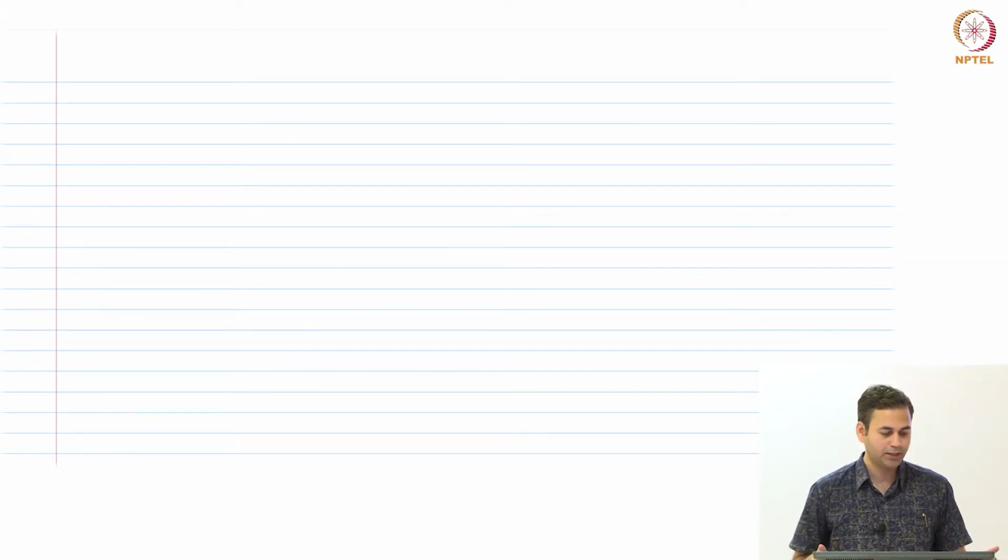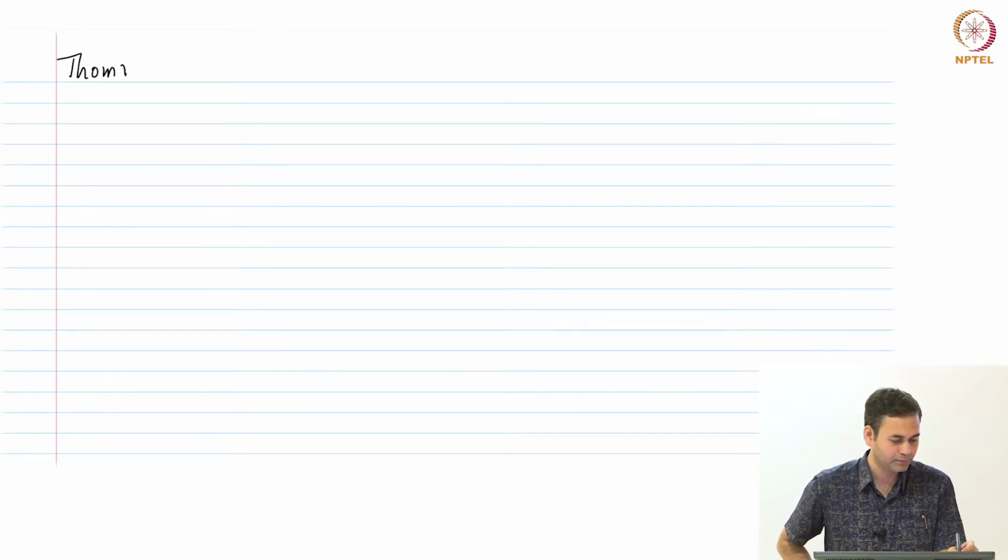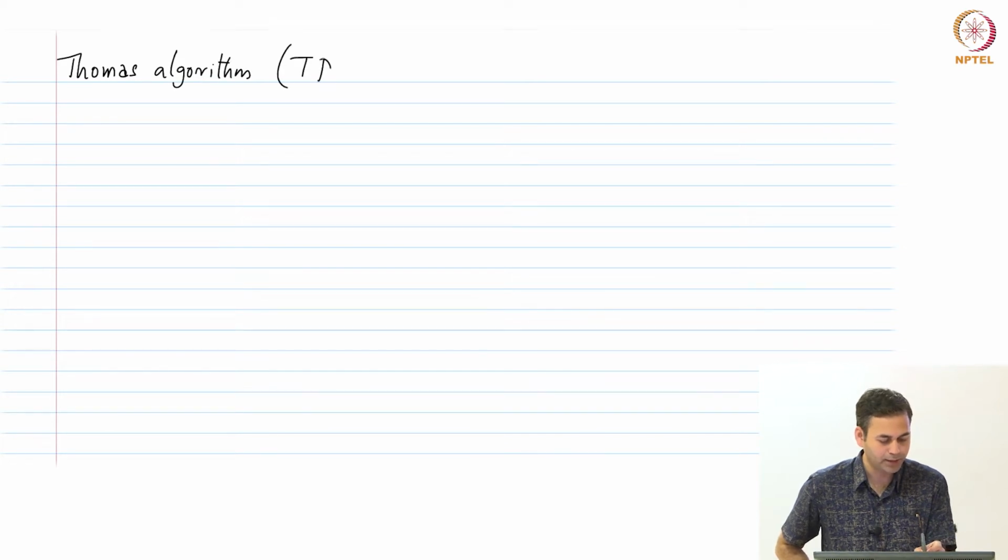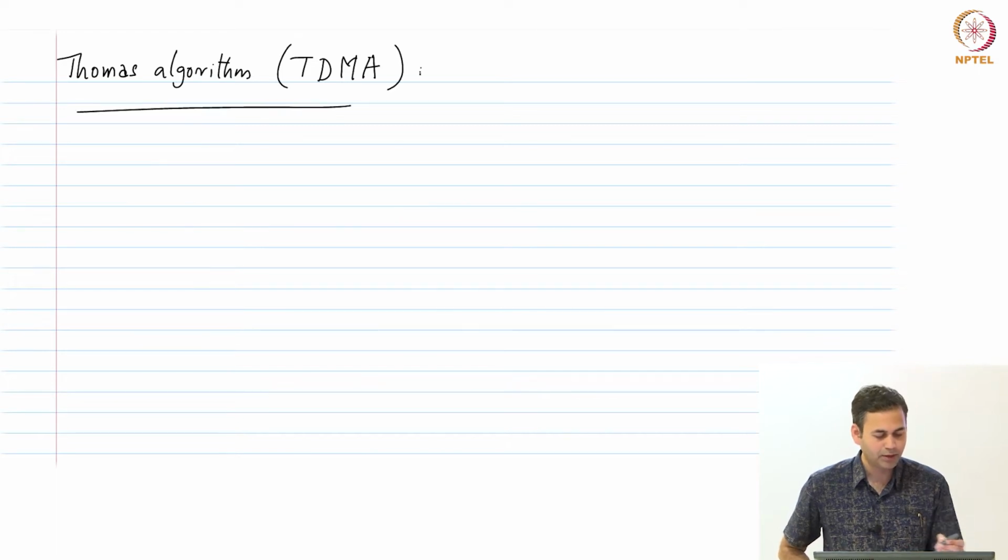So, we are looking at the Thomas algorithm, also known as the Tridiagonal Matrix Algorithm. Yesterday we discussed how this works as a special case or a modification of the Gaussian elimination process. So, let me write the complete algorithm today.